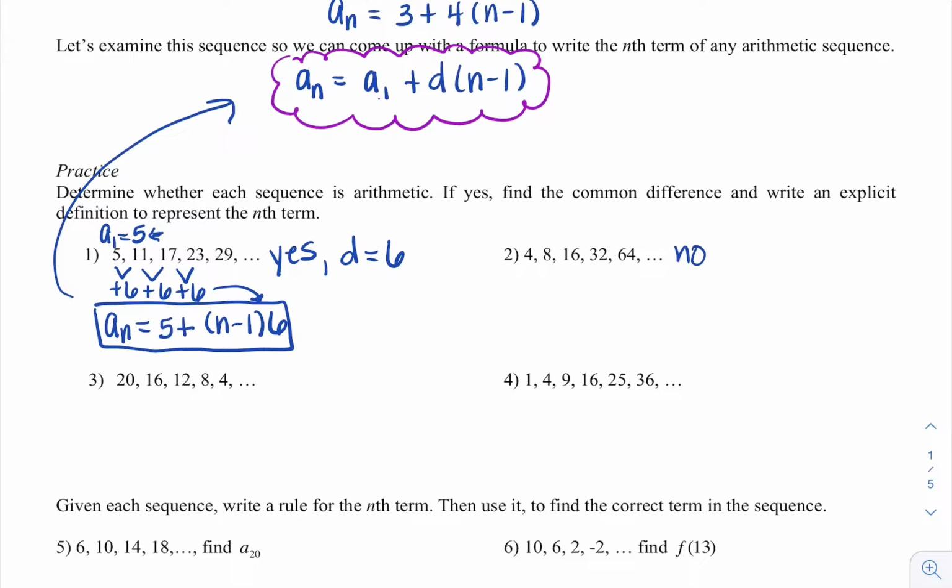Eventually you will see that it turns out for this one that we're actually multiplying by 2 each time, and when you're multiplying by something, we're going to refer to that tomorrow as a geometric sequence.